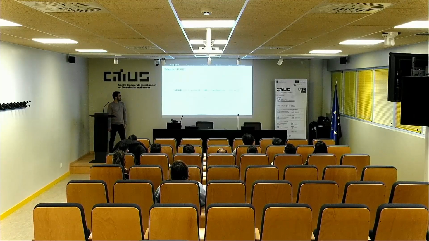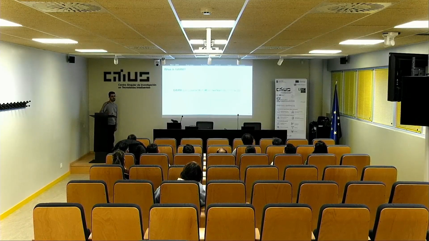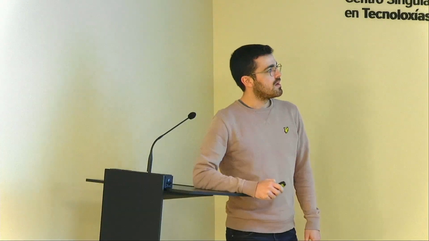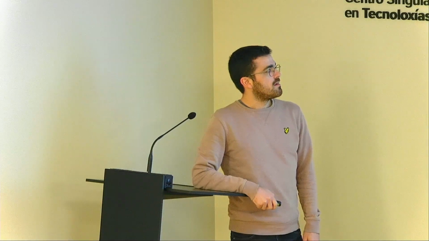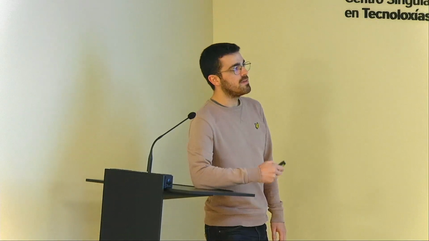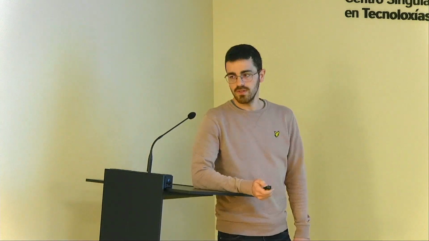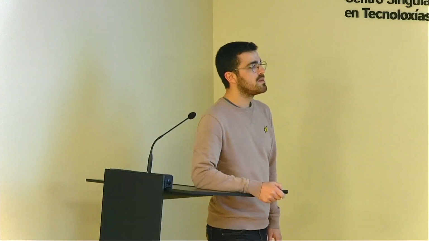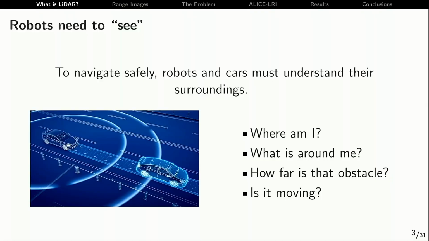So let's get started. First of all, if I had to define what LiDAR is in a single sentence, I would say LiDAR is a sensor that allows machines to see in 3 dimensions. So what do I mean by this exactly? First of all, we need to understand that to safely navigate the environment, robots and cars, for example, need to understand their surroundings. So they need to be able to answer questions like, where am I? What is around me? How far is that obstacle? Is it moving? So for example, here this car, in order to navigate the road, needs to know where the road is, of course, if there are other cars around, if there are any pedestrians in the middle, and stuff like this.